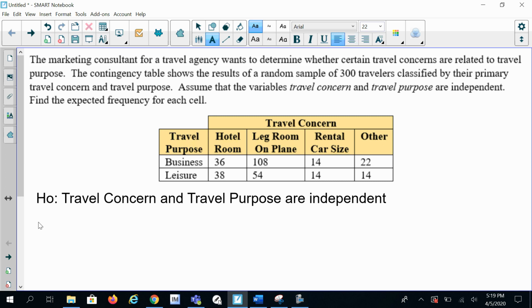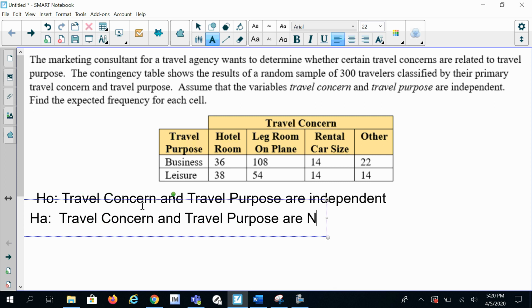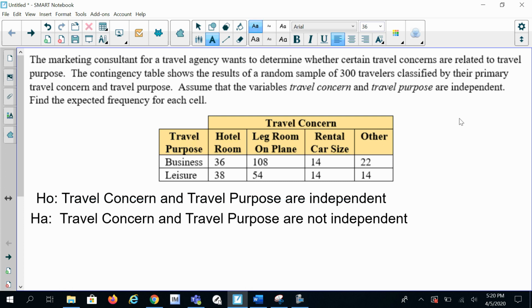And then HA. HA is going to be, so list the 2 variables again, travel concern and travel purpose, they are not independent. You don't need to capitalize it, but I'm trying to emphasize the fact that HA is always not. A lot of people get those 2 mixed up. So HO, they are independent. HA, they are not independent.